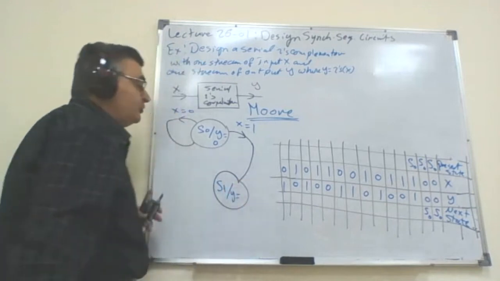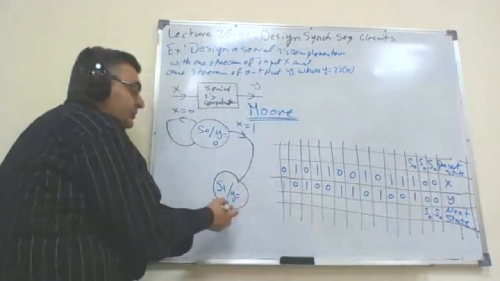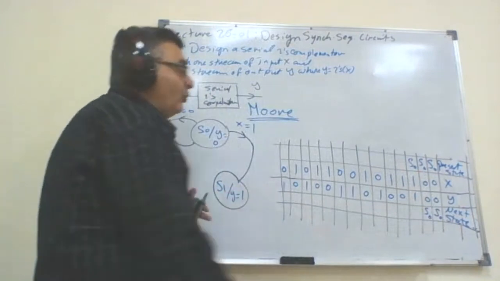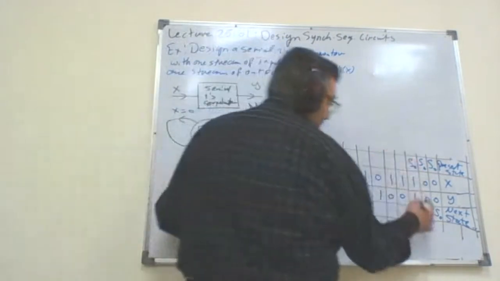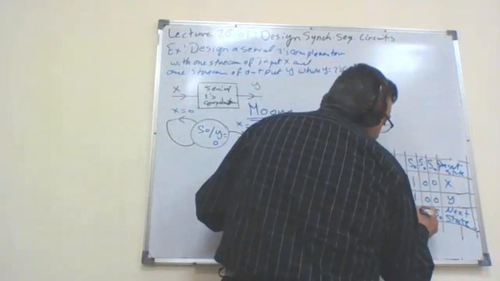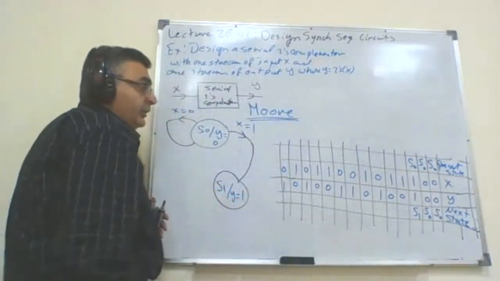Y is defined also for S1. What would be the value of Y? Definitely, I created this to change Y to 1. So Y for S1 should be 1. So that means I am in S1, I produce the correct output.